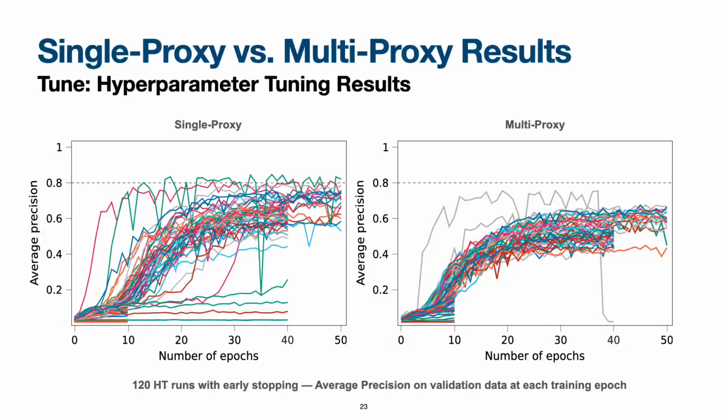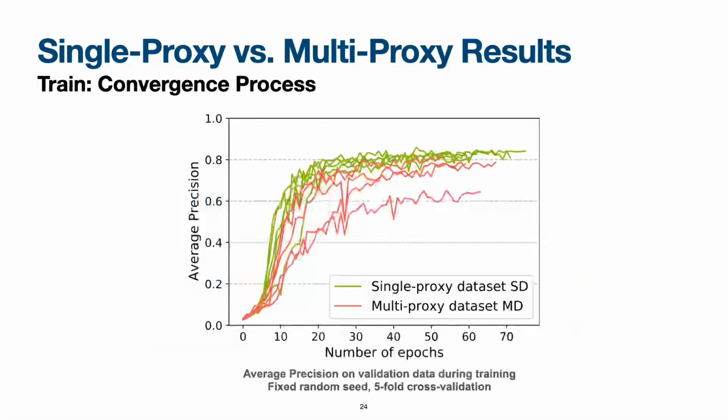You can see on these plots the automated hyperparameter tuning procedure that we performed with 120 runs per dataset. Already at this stage, you can notice that there are many more successful configurations on the single proxy dataset than on the multi-proxy one. In other words, it appears easier to tune a model collected on the single proxy traffic than on the multi-proxy traffic, so that's already our first clue.